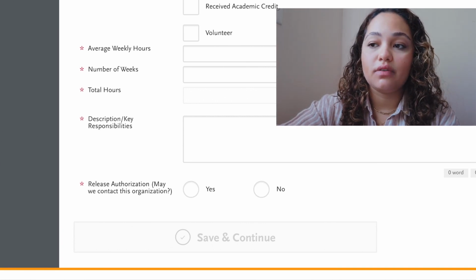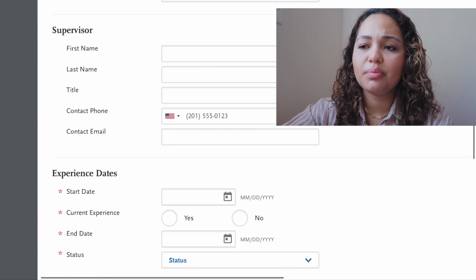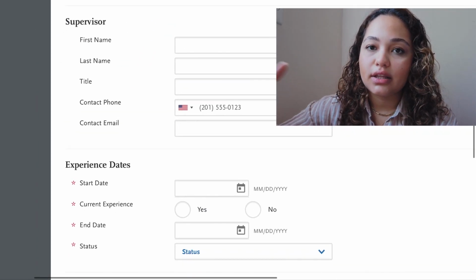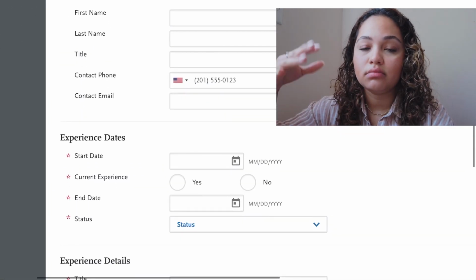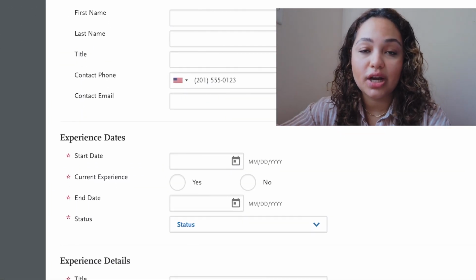So that's where you would put it right here under supervisor. You would put their first and last name, and then you would put obviously their number or email, or however way they can reach them if they choose to reach out to them.